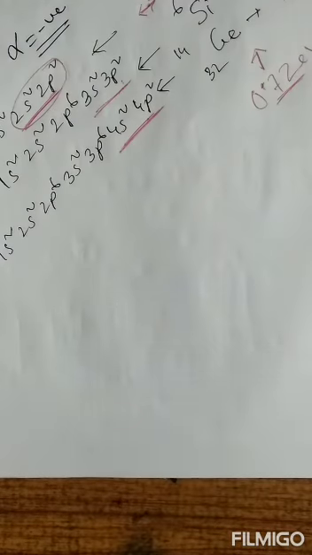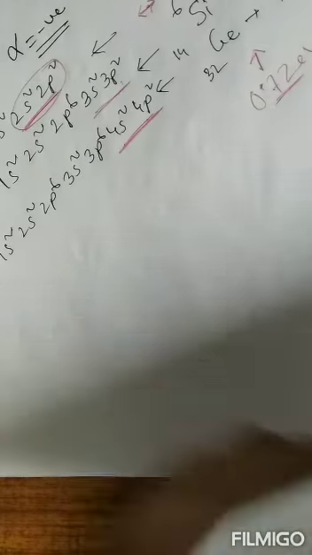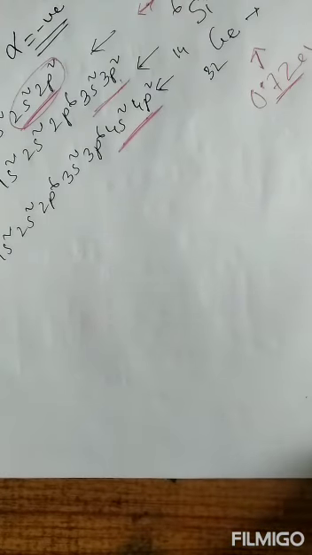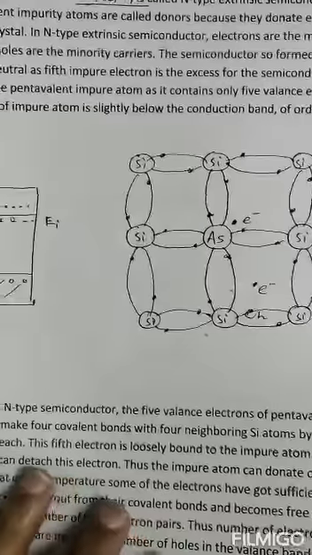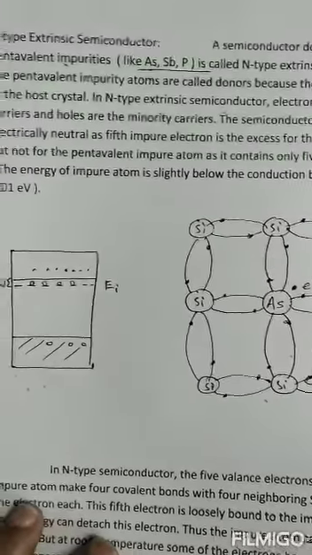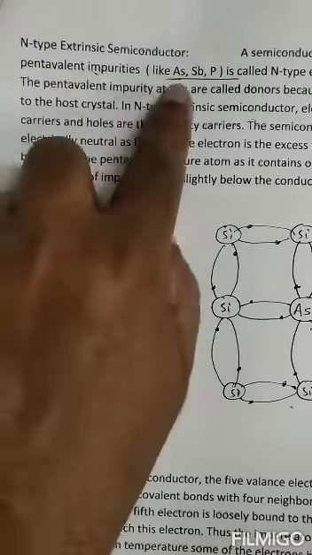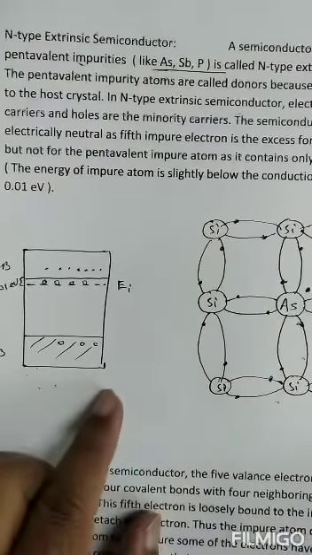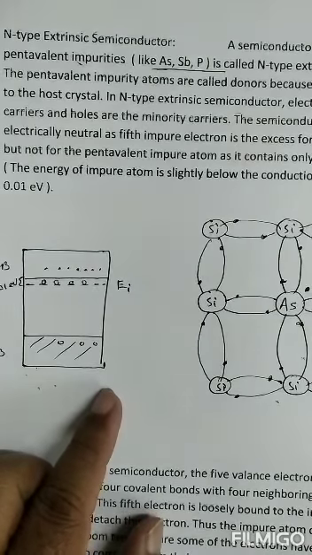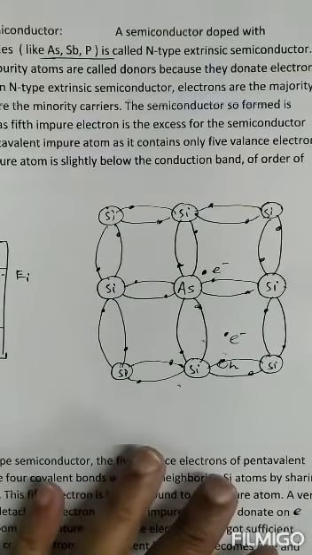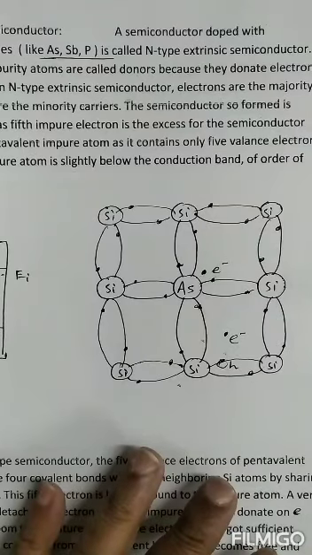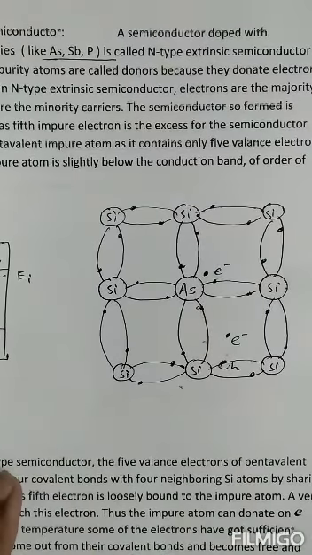If we add a pentavalent impurity atom to a pure semiconductor, the semiconductor so obtained is called an N-type semiconductor. It is because the number of free electrons is more than the number of holes in this case.